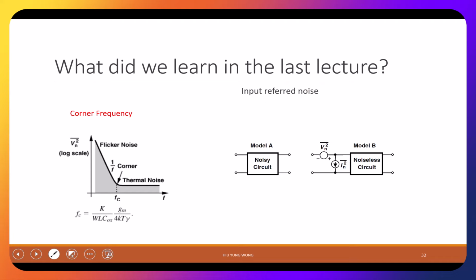Input referred noise, I already gave you the hint. What is that? If I have a noisy circuit, I want to model it as having a noise source at the input, but with a noiseless circuit, so that the output has the same noise. So here I may feel Vn out square, and here I also feel Vn out square. These two should be the same when I model it.